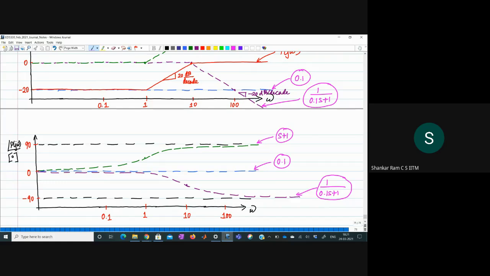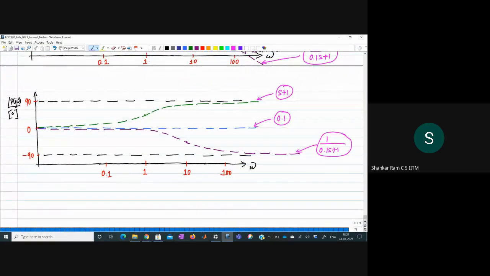Now the question is, how do we add them, right? Of course, the phase plot looks a little bit more complicated than the magnitude plot, right? Because for the magnitude plot, the addition was a bit simpler, but the phase plot is going to be a little bit trickier, right? So why?